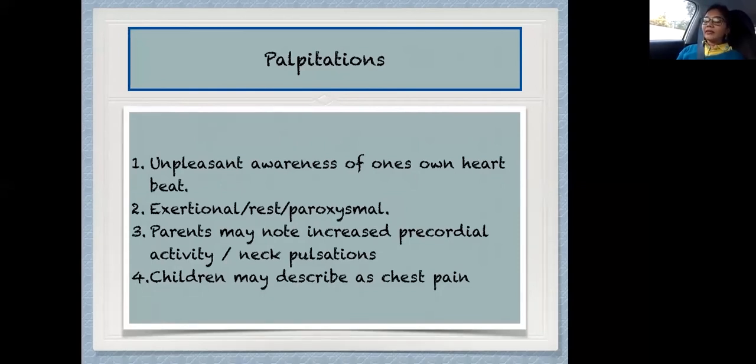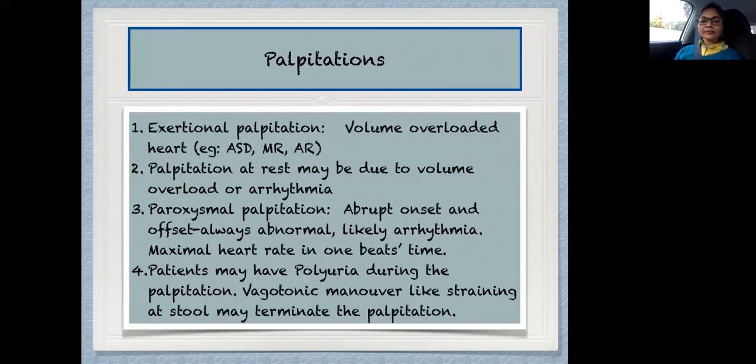It could again be exertional, at rest, or paroxysmal. In younger children, parents may complain of increased precordial activity or neck pulsations. Children may just describe it as chest pain sometimes. Some kids can come and complain about chest pain, and there could even be an ongoing arrhythmia, might be an SVT. They will not be able to say palpitations. They might say chest pain because they really don't know how to express what is happening. So you have to keep that in mind when dealing with children.